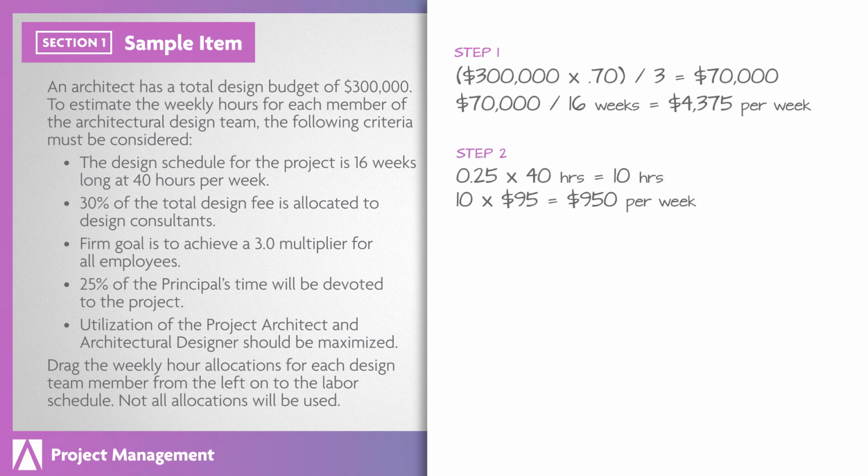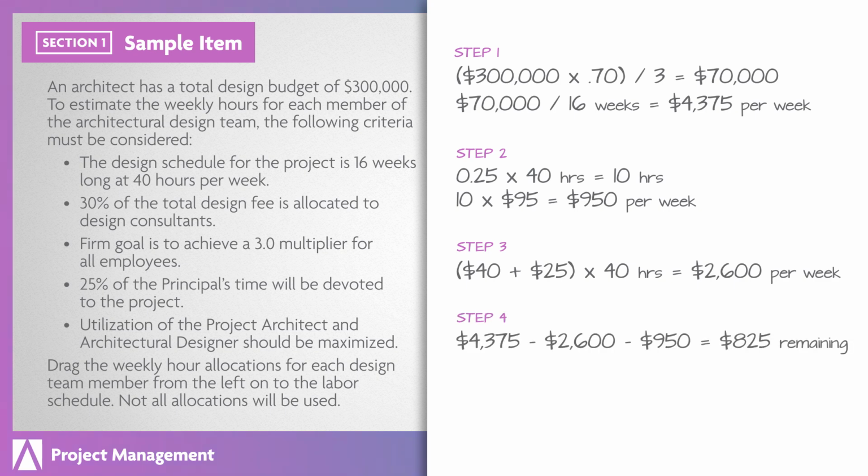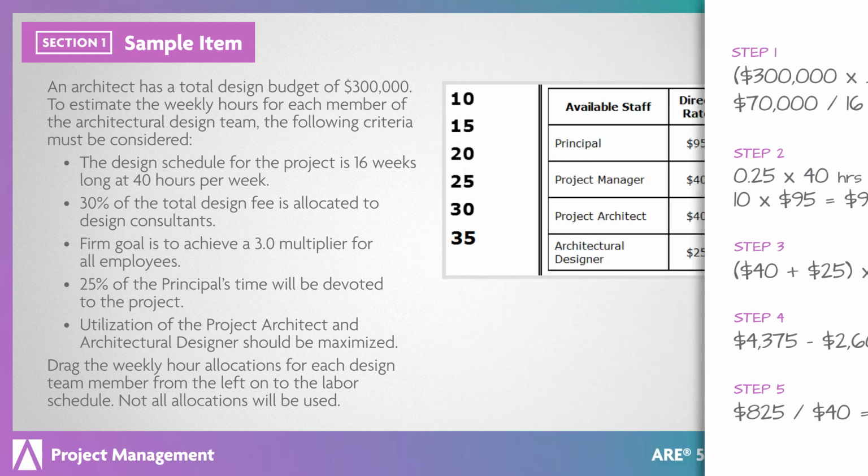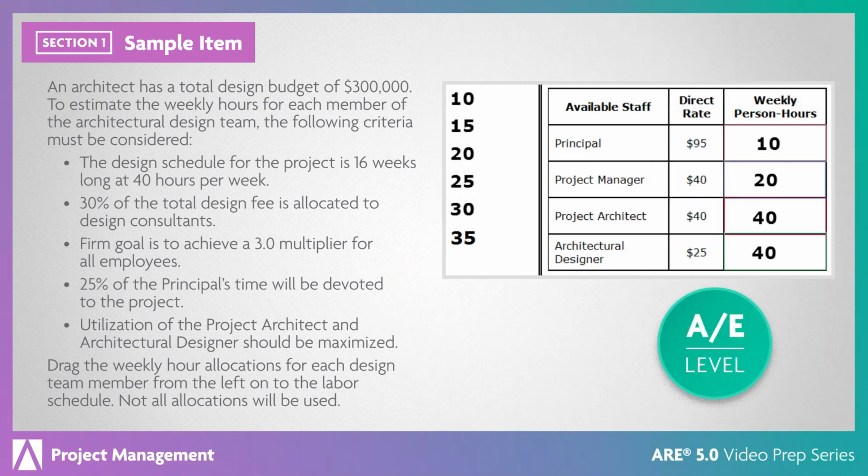Allocate the principal's weekly hours to the project. The utilization rates of both the project architect and the architectural designer are to be maximized, meaning each of these project team members will allocate 40 hours per week on the project. This will provide you the remaining weekly budget to allocate to the project manager. Divide the $825 remaining by the project manager's rate. This is an AE level item, because it requires you to evaluate the design budget, allocations for consultants, and company multiplier in order to determine the appropriate number of hours for each design team member.